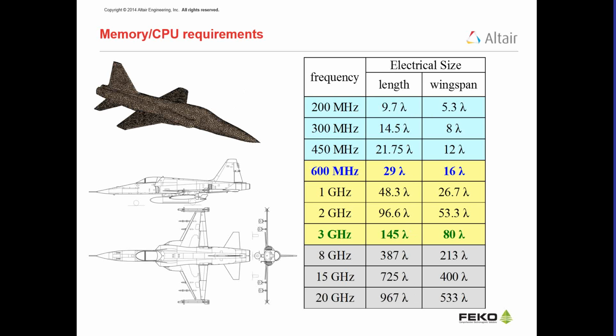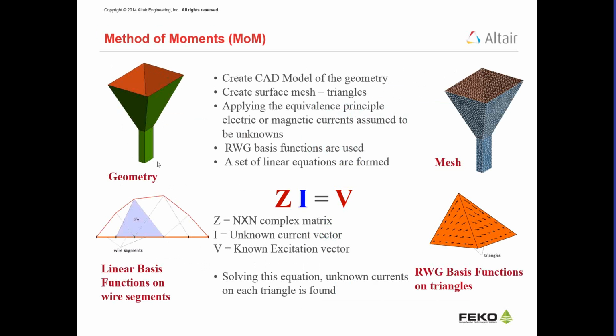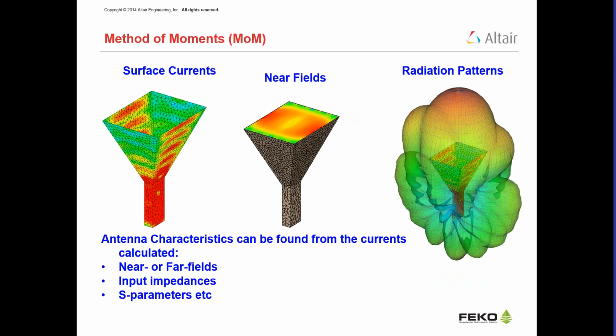Let's look at method of moments. Very briefly, with method of moments, you create a CAD geometry and mesh it with surface triangles. Just to note, method of moments creates a matrix equation, ZI equals V, where you solve for the current I, and using that current, one can compute the near fields, radiation patterns, and input impedances. So all you have to do in FEKO is create the CAD geometry, mesh it with triangles, and ask to use method of moments as the solver, and you get the currents, as well as near fields, radiation patterns, and input impedances.